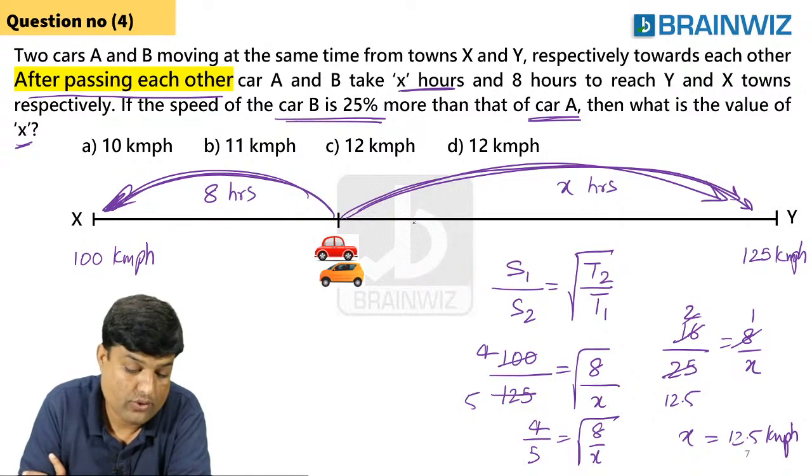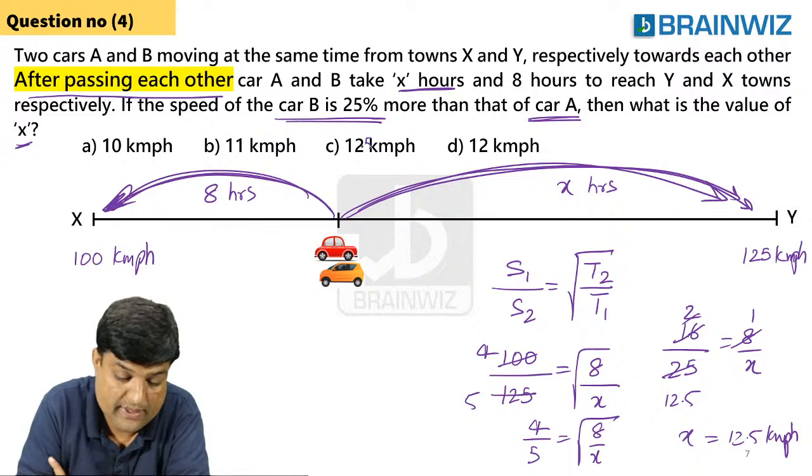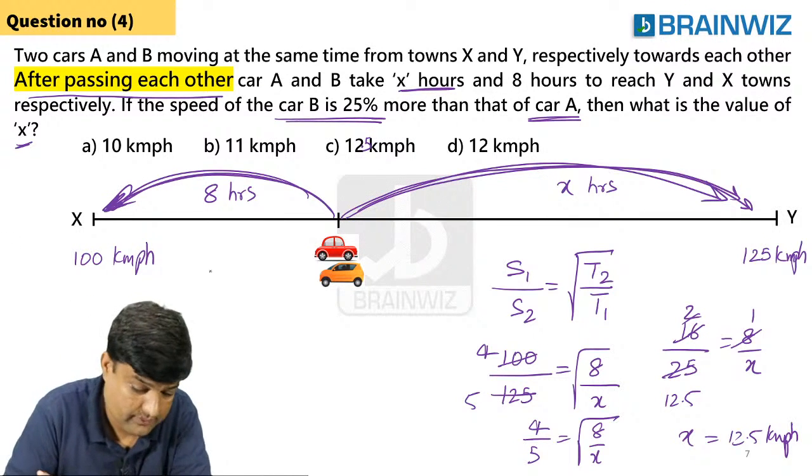The answer is not given in the options, but both are the same answers, which I have typed. So there is something missing here. So the answer is 12.5.